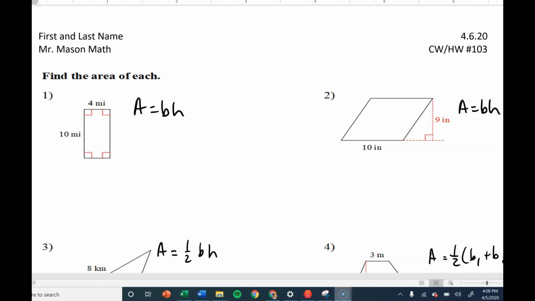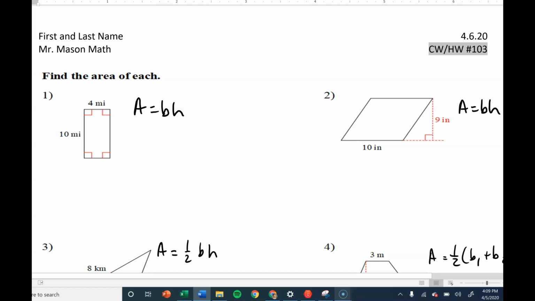So I want you to grab a sheet of paper, and then go ahead and at the top put your first and last name, put today's date, 4.6.20, Mr. Mason Math, and then classwork homework number 103. And then we're going to do the first 4 problems together, so it should get set up on your paper just kind of like it is for mine. And then you're going to have 4 problems to do on your own. You're going to take a picture of it and send it in to me.